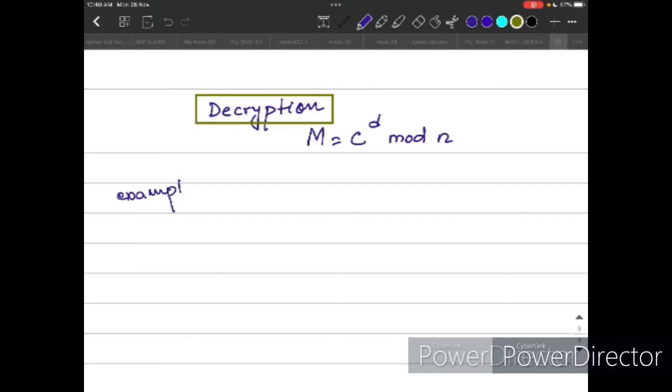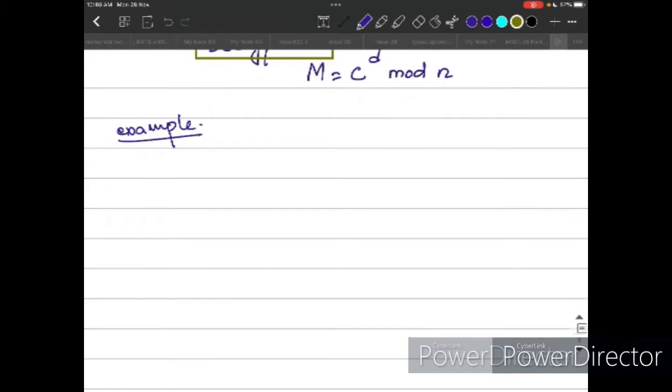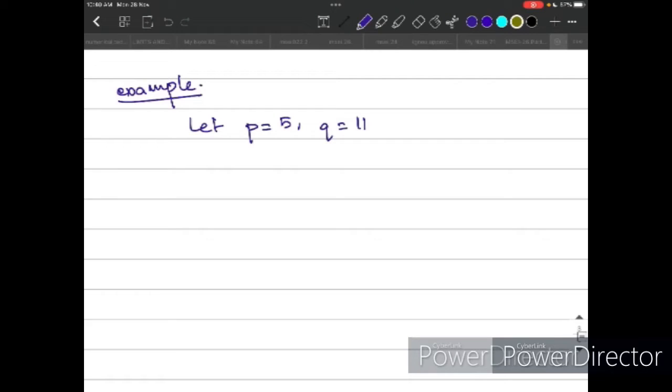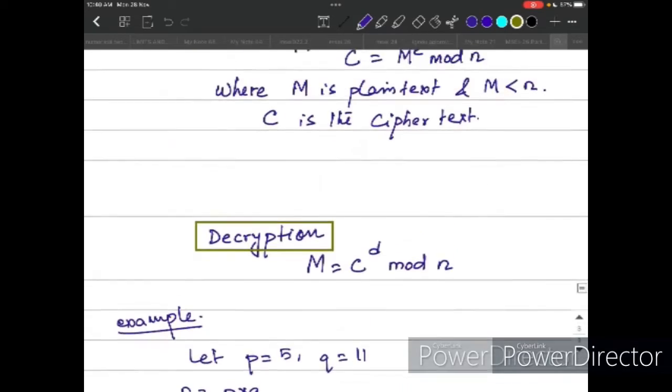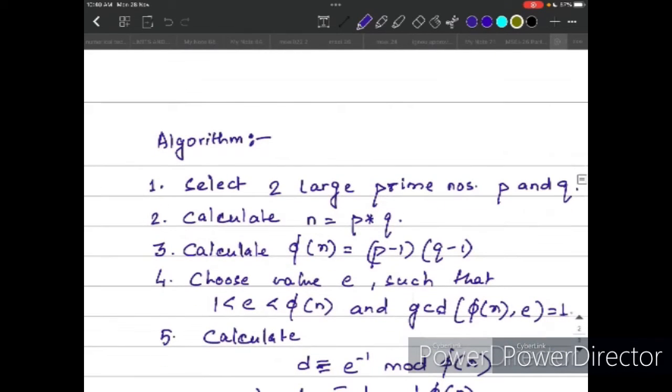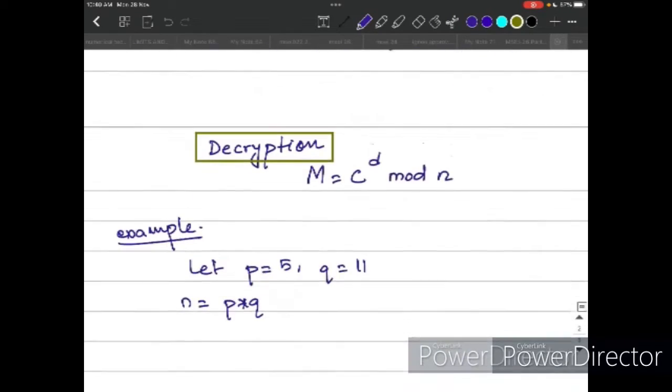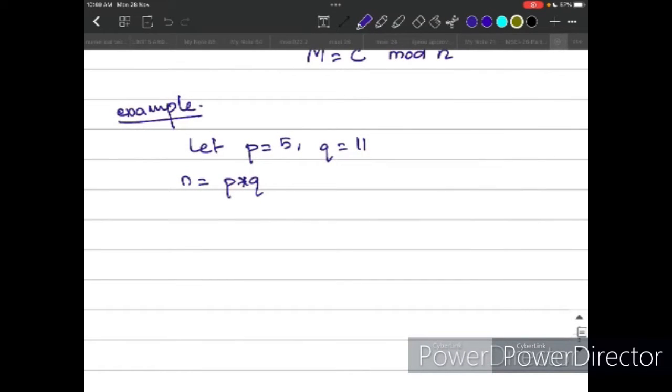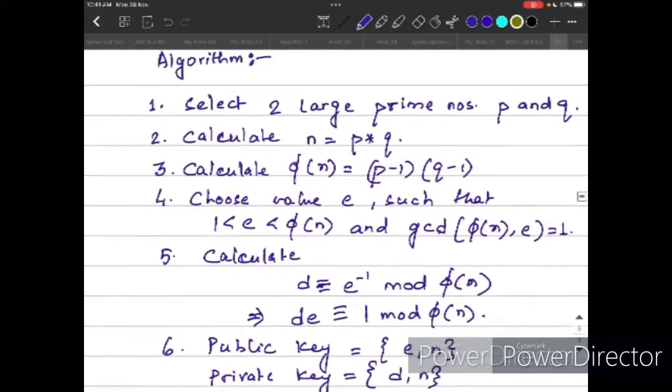Example. Let P equal to 5, Q equal to 11. Now n equals P into Q. Now let me tell you one thing. P and Q are two very large prime numbers. I am taking 5 and 11 over here because it is easy to calculate. In the algorithm, P and Q are very large numbers. So n equals 5 into 11 equals 55.